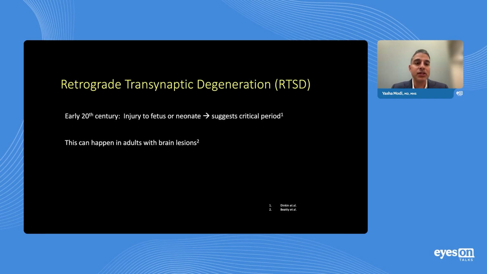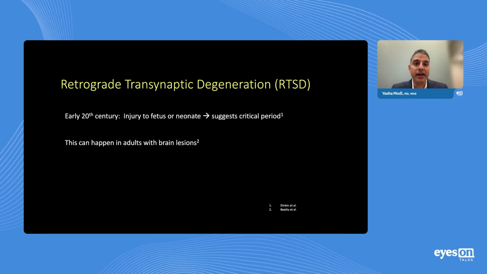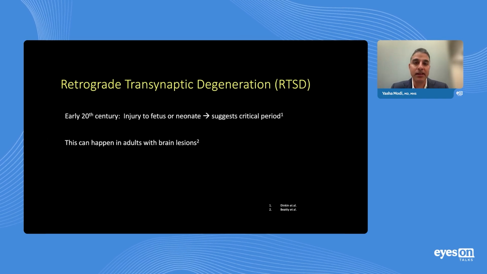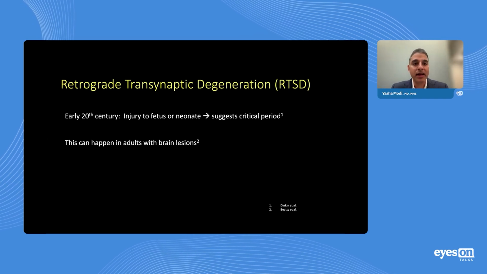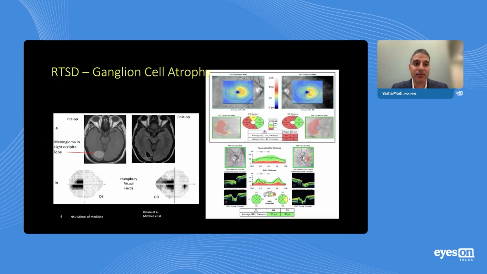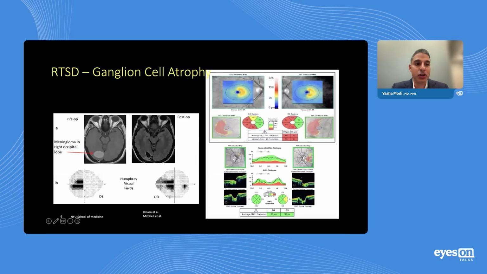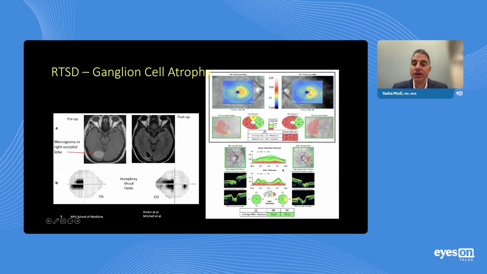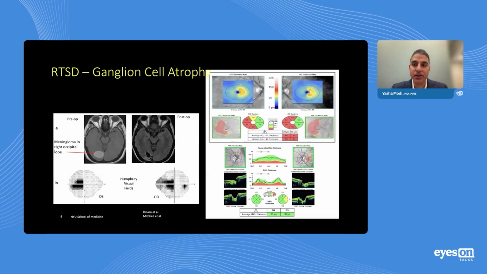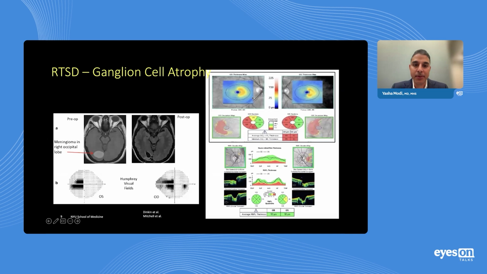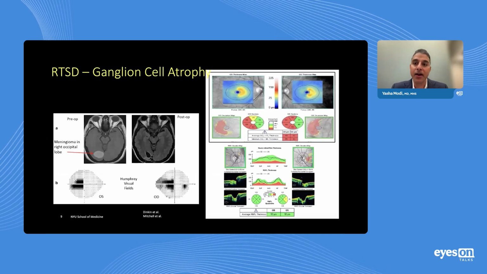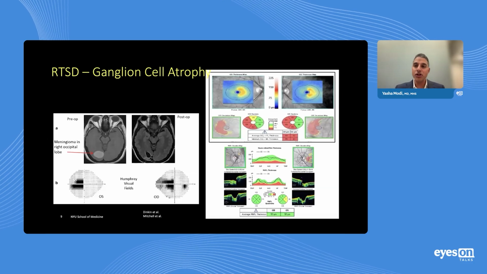So this was first described in the early 20th century, where injury to the fetus really sort of highlighted the fact that maybe there was this critical period that resulted in it. But then we started to realize, as our imaging got more sophisticated, that even in adults with brain lesions, we can identify this. So here's a patient with a meningioma in the right occipital lobe. And notice that if you just got a nerve fiber layer analysis, you would completely miss this diagnosis. So you really have to get the GCIPL if you're suspecting that homonymous pattern of thinning that we saw on the macular cube. So I'm going to just pause there.